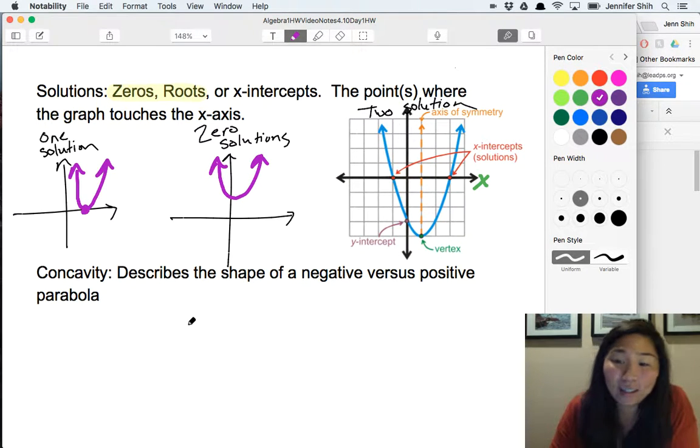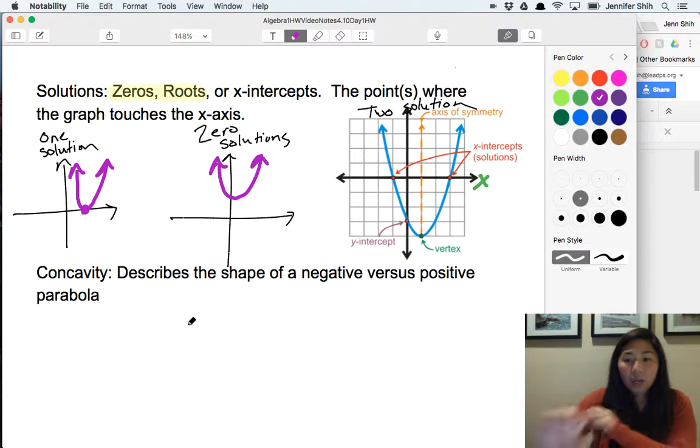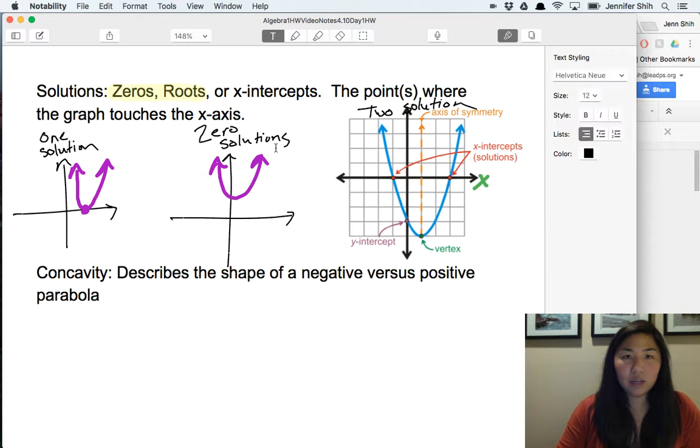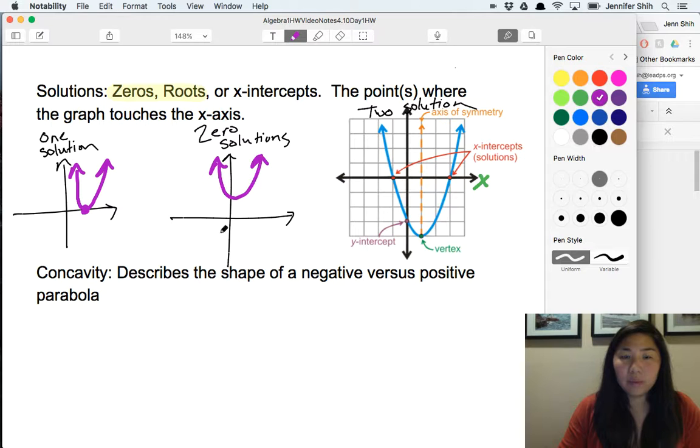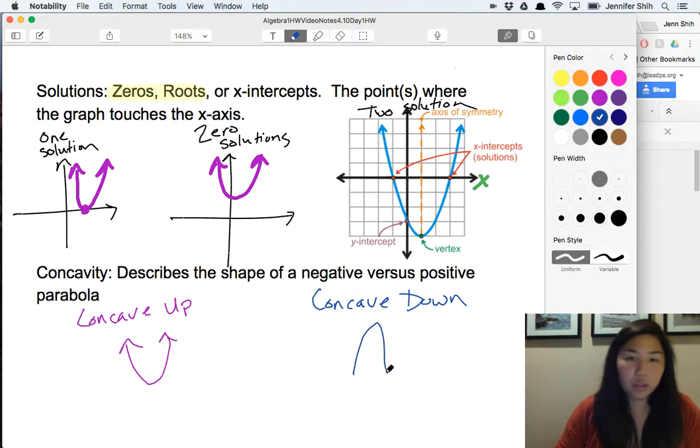Okay, concavity. I love this word. Concavity. It describes the shape of a negative versus positive parabola. And when I talk about concavity, it's either concave up. Oh, I didn't even write this. Okay, so concave up. You can describe a parabola as concave up, or you can describe it as concave down. Those are the only 2 ways you can describe concavity of a parabola.